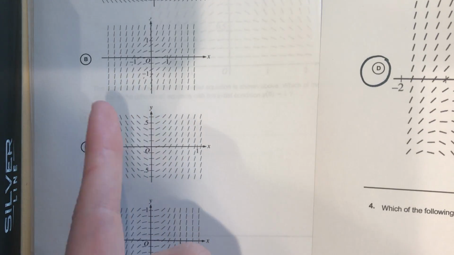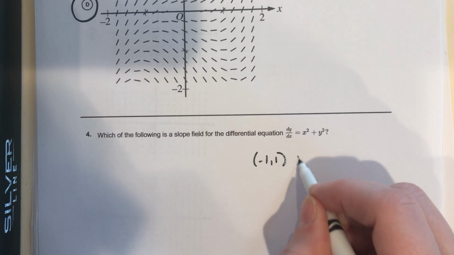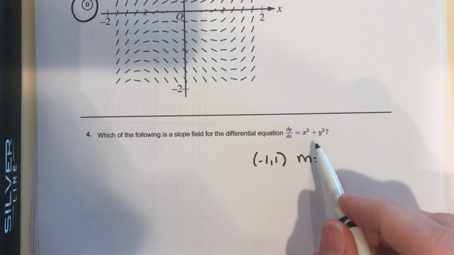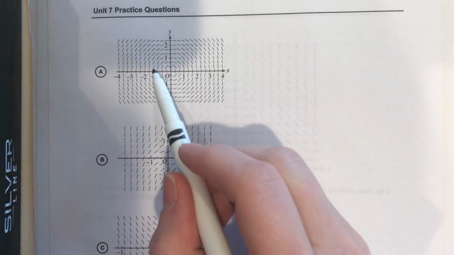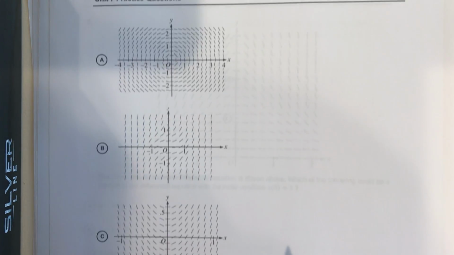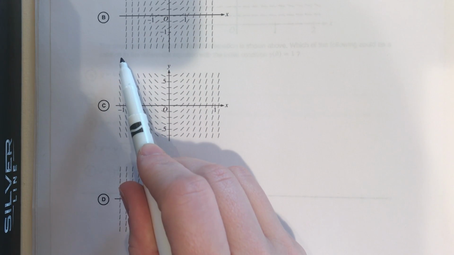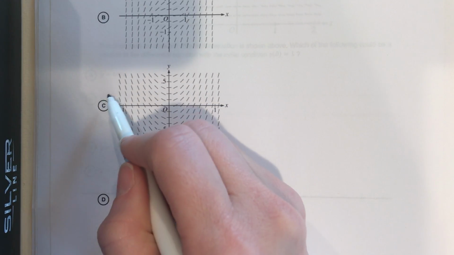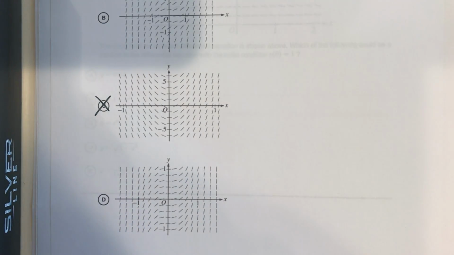I'm going to start with (-1, 1), so something in the second quadrant. If I plug that into my slope formula, that gives me 1 plus 1, so the slope is 2. So I'm going to check all of these here. At (-1, 1), that one's okay, that's a positive slope. That's a positive slope too. Check C and D. At (-1, 1), which would be way up here, I can tell that's going to be negative, because all the slopes there are negative, so I can cross off C.